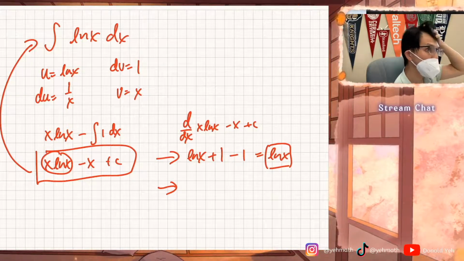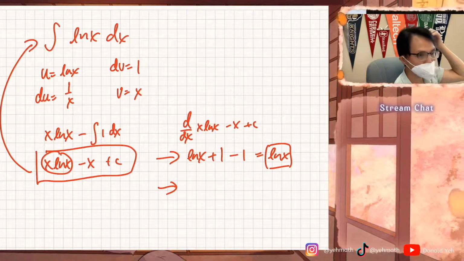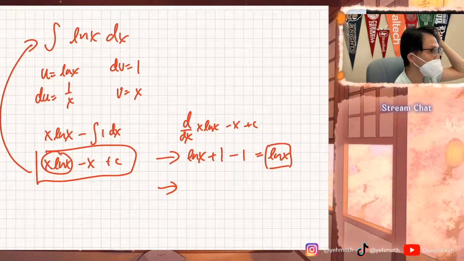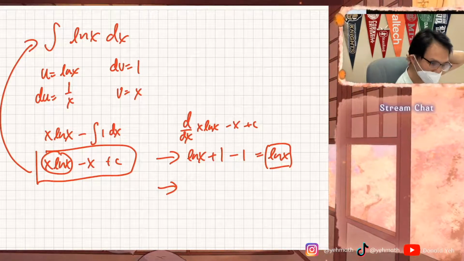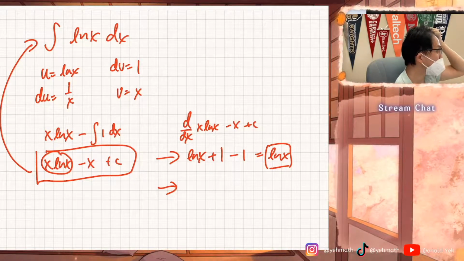Yeah, it made sense except for the fact that I didn't take dv equal 1. Once you get that, it makes sense?